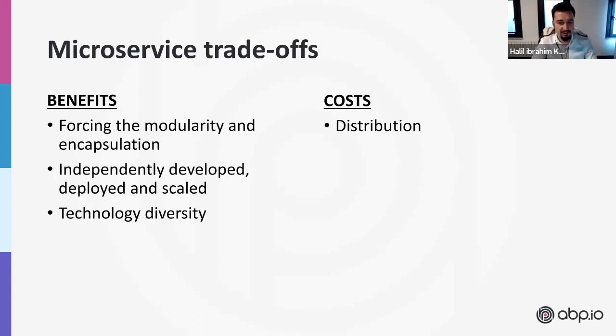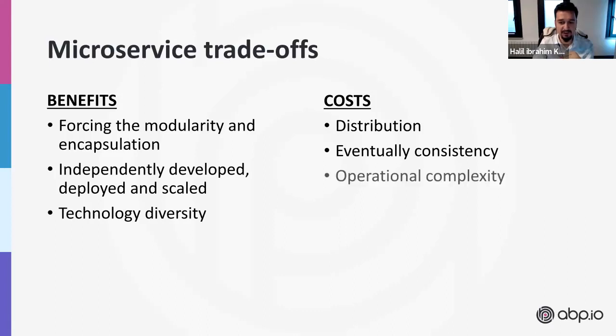But there are also some costs. Otherwise, we would all use microservice architecture. The main cost is distribution. Because of distribution, it's hard to develop such a system. Instead of immediate consistency, now we should deal with eventual consistency, and also deploying, monitoring, logging, and managing all this distributed system is complex. So you need a DevOps team and so on.